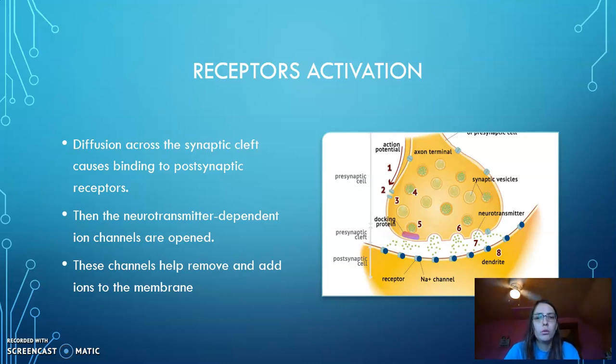And then the neurotransmitter-dependent ion channels are opened. And these are just like your sodium and potassium channels. It can only allow a certain ion to come in and to go out. If it's not the correct one, it will not flow through that channel. And these channels help remove and add ions to the membrane.